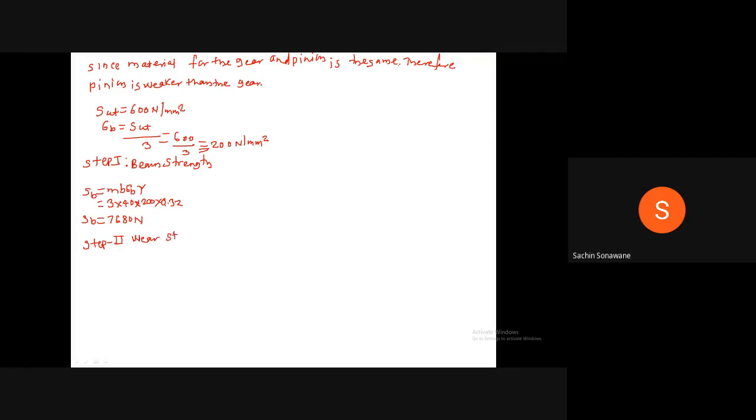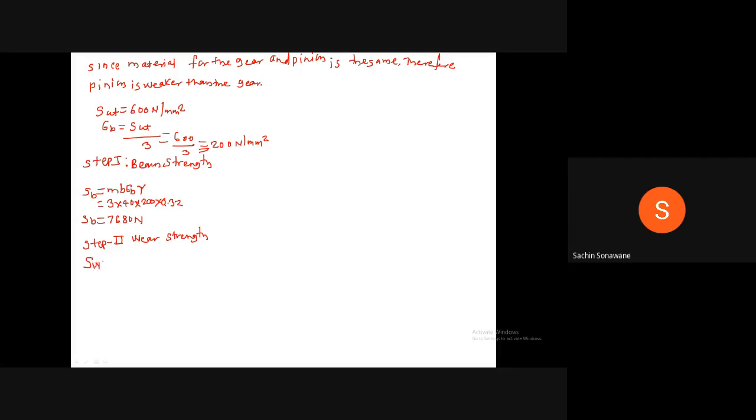Wear strength. Now, what is the formula of wear strength? First of all, we'll write down the formula, and the values we do not know, we will calculate. What is the formula of wear strength?